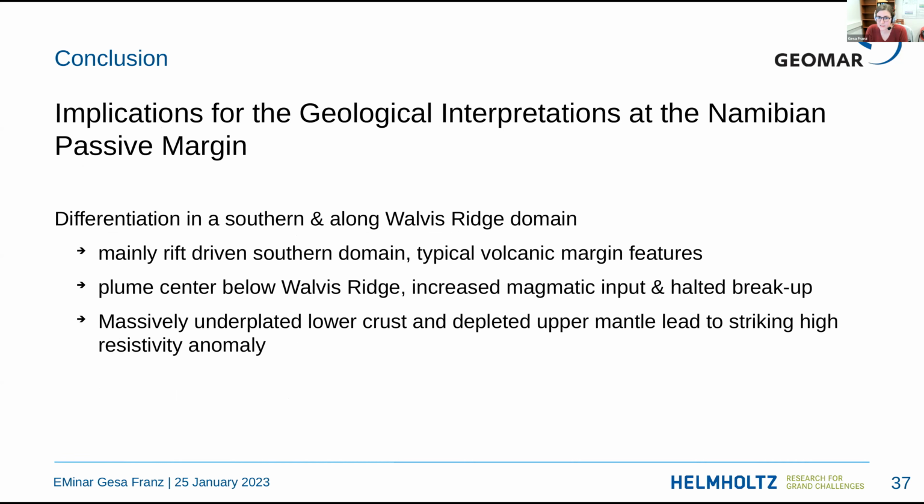And we link that to a southern domain, which is mostly rift driven. That means it can kind of be seen as a standard volcanic passive margin. And then along the Walvis Ridge, we have this very strong plume influence where magmatic input drastically increased, and that also led to very high resistivity, high velocity, high density above the hotspot or plume impingement.